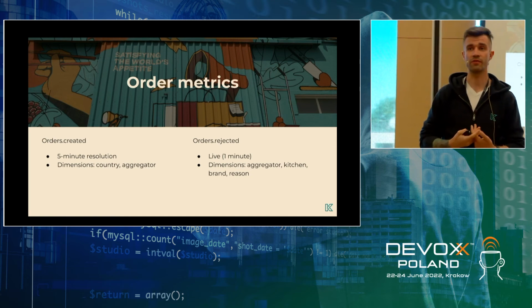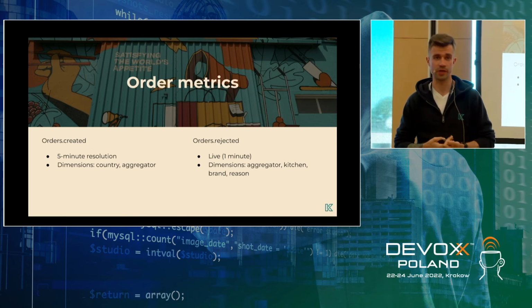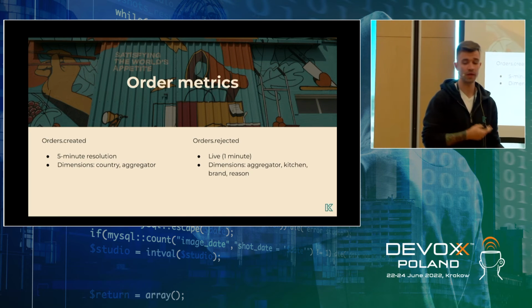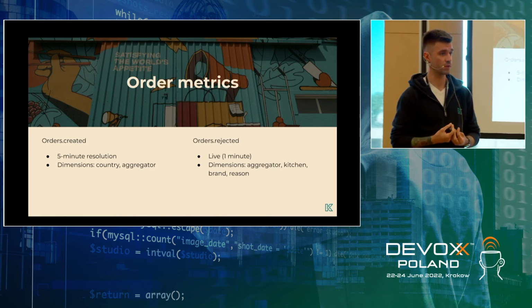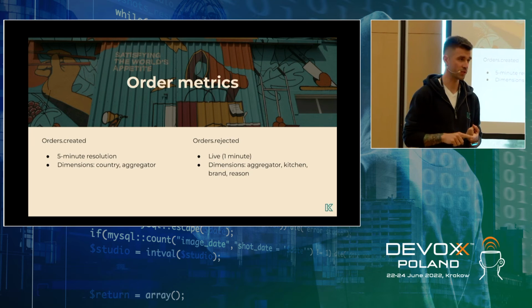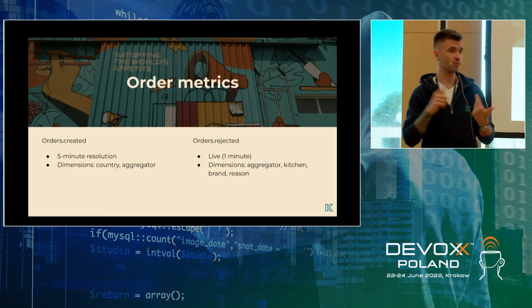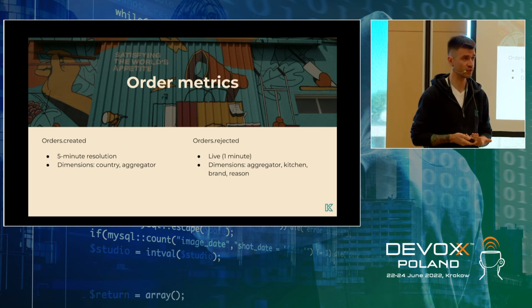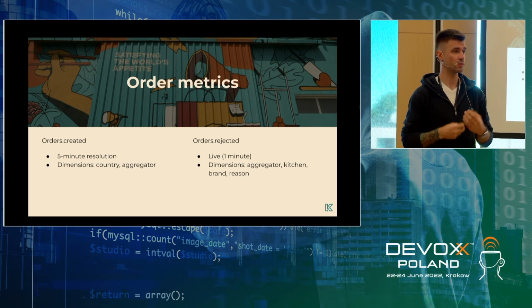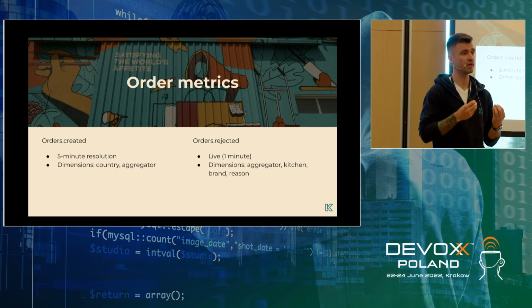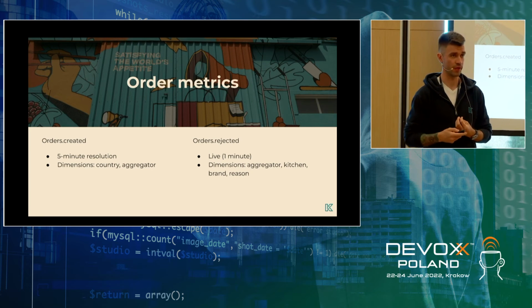Okay, and the other metric for comparison would be rejections. Here we have more frequent aggregations, 1 minute aggregations. And we also want to have more dimensions, okay? Where exactly this rejection happened, for what reason, right? In which aggregator, kitchen, restaurant, and for what reason. And these will be smaller numbers, but they have a lot more context to them, okay?